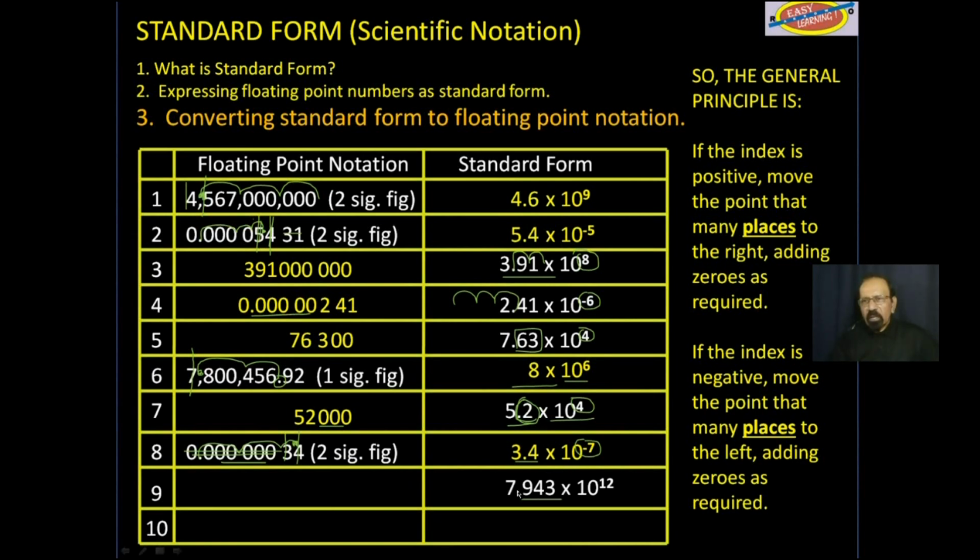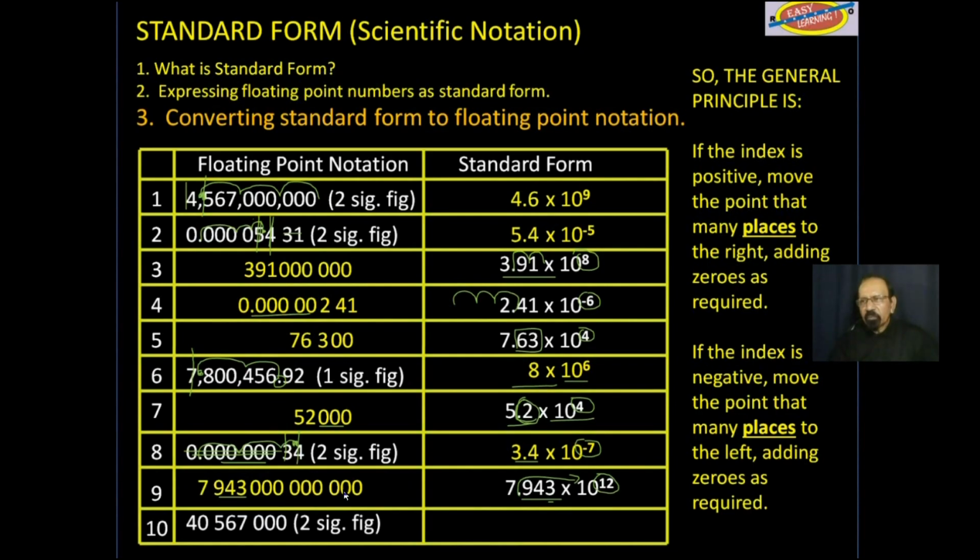Now this one is standard form. Let's carry it to floating decimal. You have a positive 12 here, which means that the number is much greater than 1. We have to move this point 12 places to the right. The 9, the 4, and the 3 will take up 3 of those places. So that leaves us with 9 zeros.